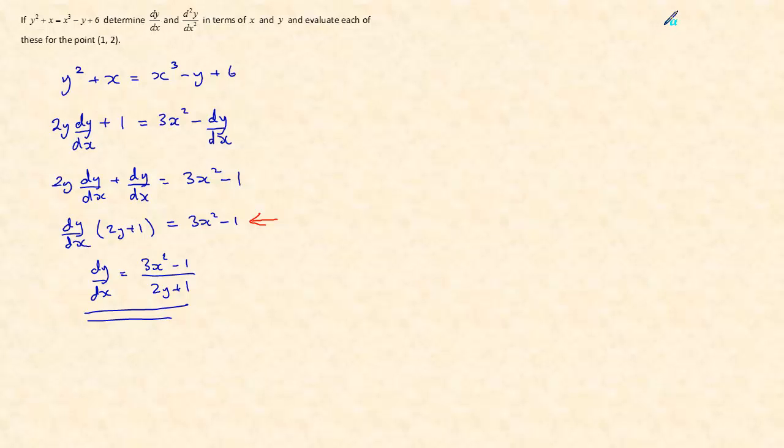d²y/dx² is what we get when we differentiate dy/dx with respect to x, when we differentiate dy/dx again. So, if I differentiate again here, I've got a product. I've got u is dy/dx, and I've got v is 2y plus 1. du/dx is going to be d²y/dx². dv/dx is going to be 2 dy/dx.